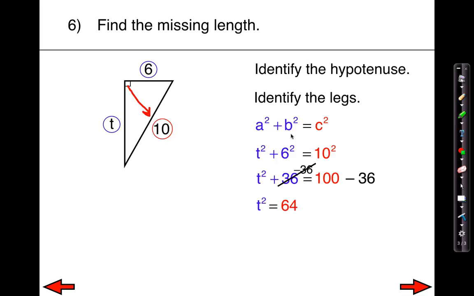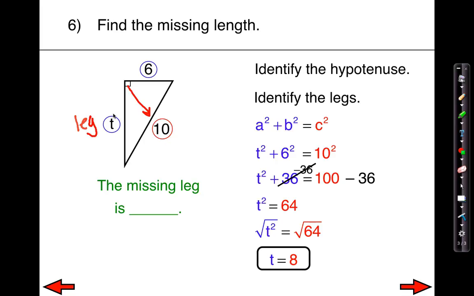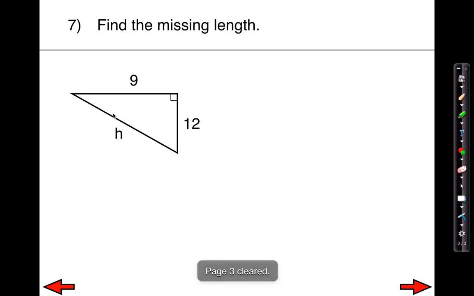Not quite done yet. I'm going to take the square root of both sides, and I'm left with t equals 8. In this case, it is a leg once again because it's not across from the right angle. So I would say the missing leg is 8. Okay, so now at this point, I want you to go ahead and finish the problems from 7 all the way to number 10. Okay, so let's see how well we did.